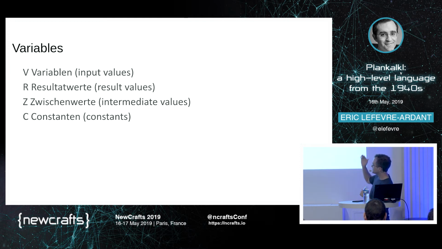Variables. So we have the V variables, that's the input values, the R variables for results. The Z variables, the switch inverter, are the intermediate values. Their scope is only within a plan. We also have constants. I've never seen them used in this paper, but they must have seemed like a good idea.